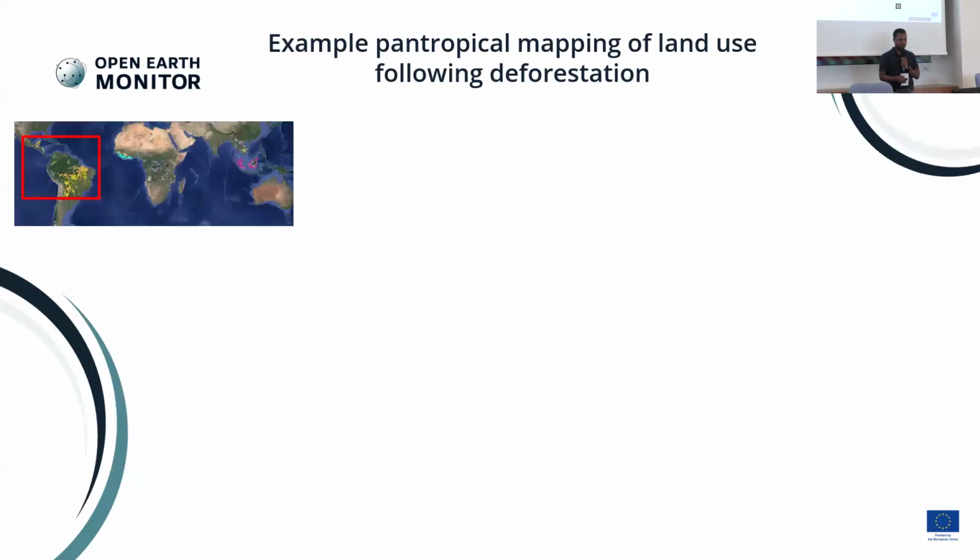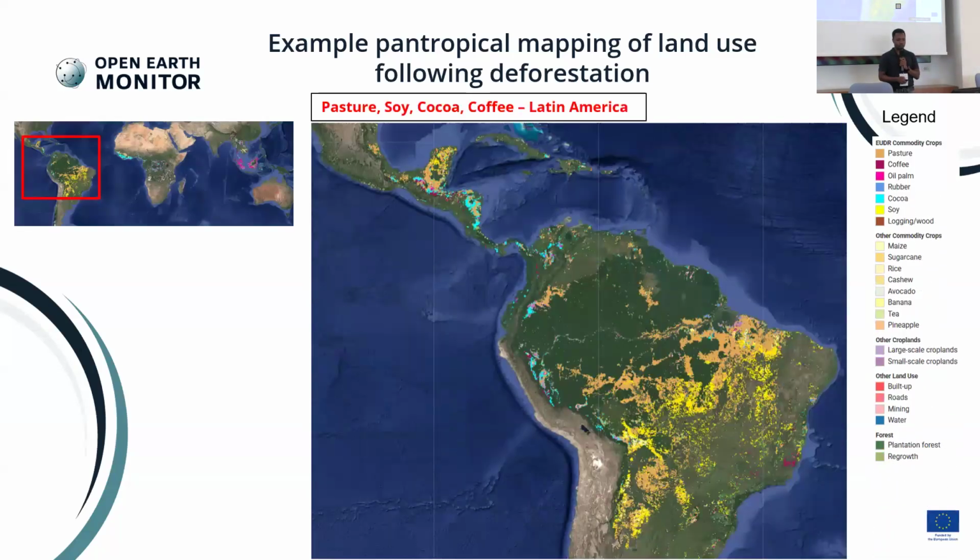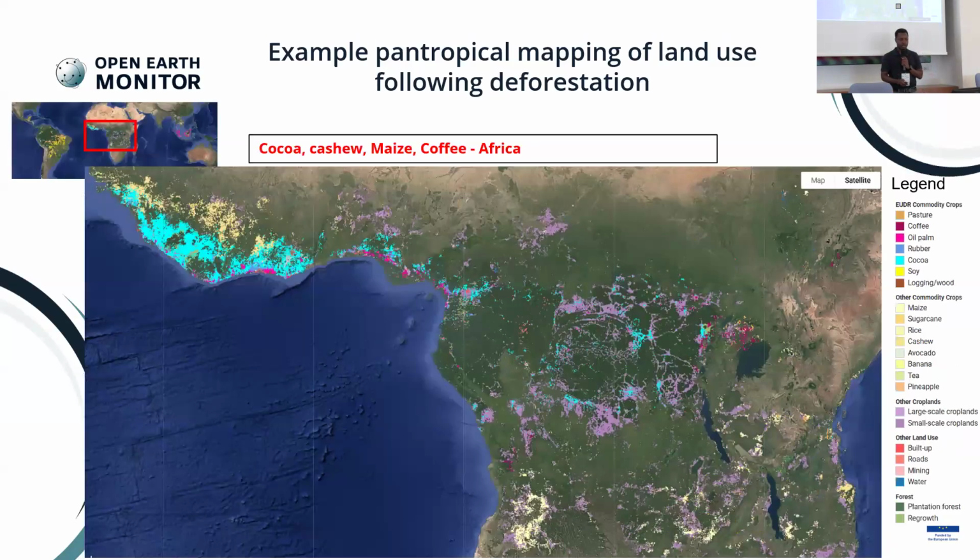And just to zoom in on our results, you can see, for example, the main drivers of deforestation, so the land uses that follow after deforestation. Here you can see, for example, in Latin America, it's mostly soy and pasture. And of course, you can see some patches of cocoa and coffee, but mainly dominant, you can see soy and pasture. This is a different picture when you go to Africa.